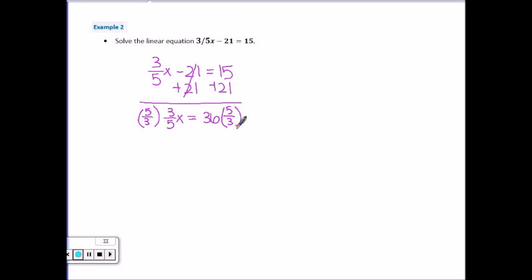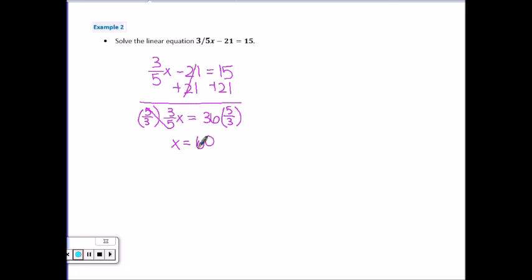So then our 3/5 cancel out, and we're left with x on this side. And on the right-hand side, you can either plug this into your calculator, or you can do 36 divided by 3, and then times that by 5. But you get 60.